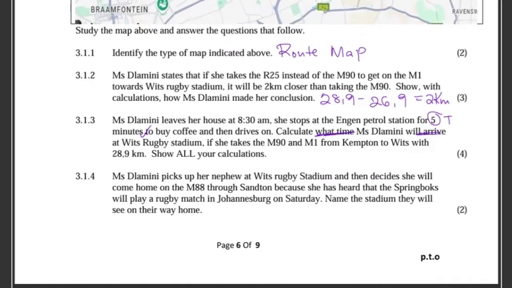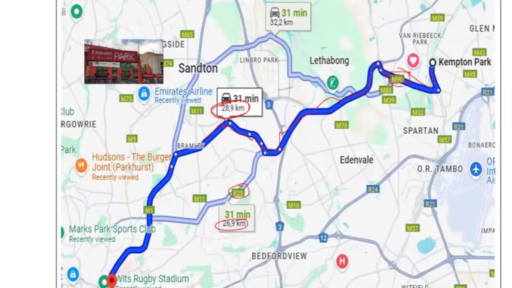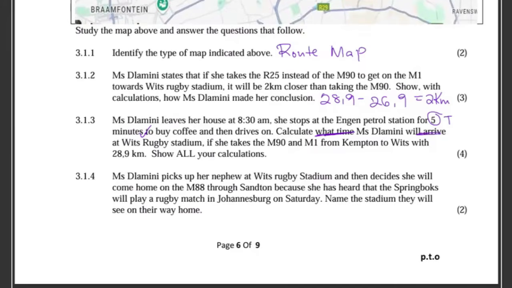So she's using the M90, which then turns into the M1. What are we looking at? She's going to spend 31 minutes, plus the 5 minutes. So how many minutes are they? 36. Plus the time when she left her house. What did she say? Calculate what time Mrs. Lamini will arrive. So we are going to add these two.